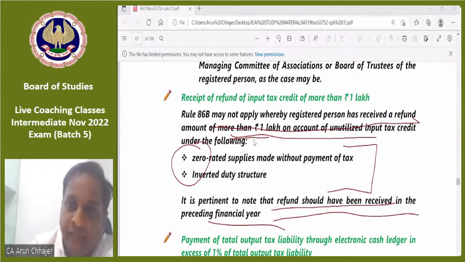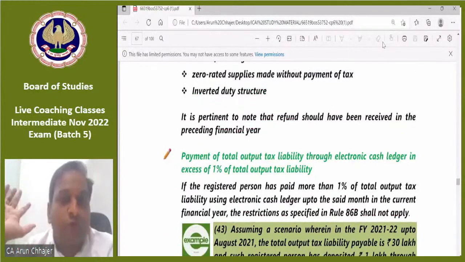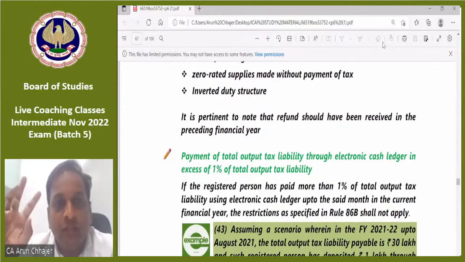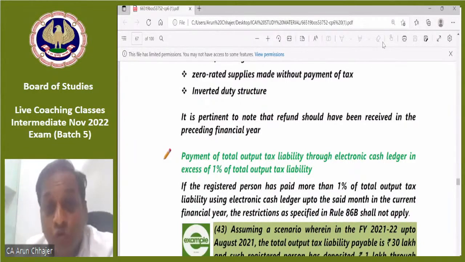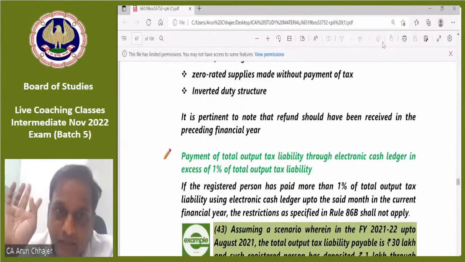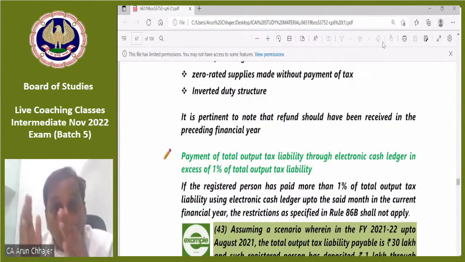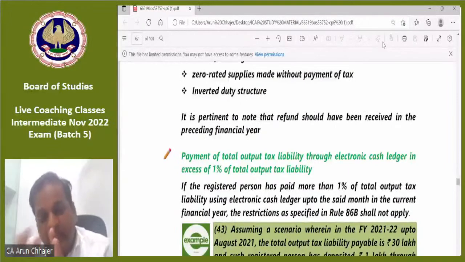Is it okay? Now the next thing: suppose I have already discharged more than 1% in cash. You have the liability, but you do not have the ITC. In a particular month, you have the tax liability, but assume you do not have the ITC. Then you have already paid more than 1% in cash. If you already discharge the liability of more than 1% in cash, then it will not be applicable.